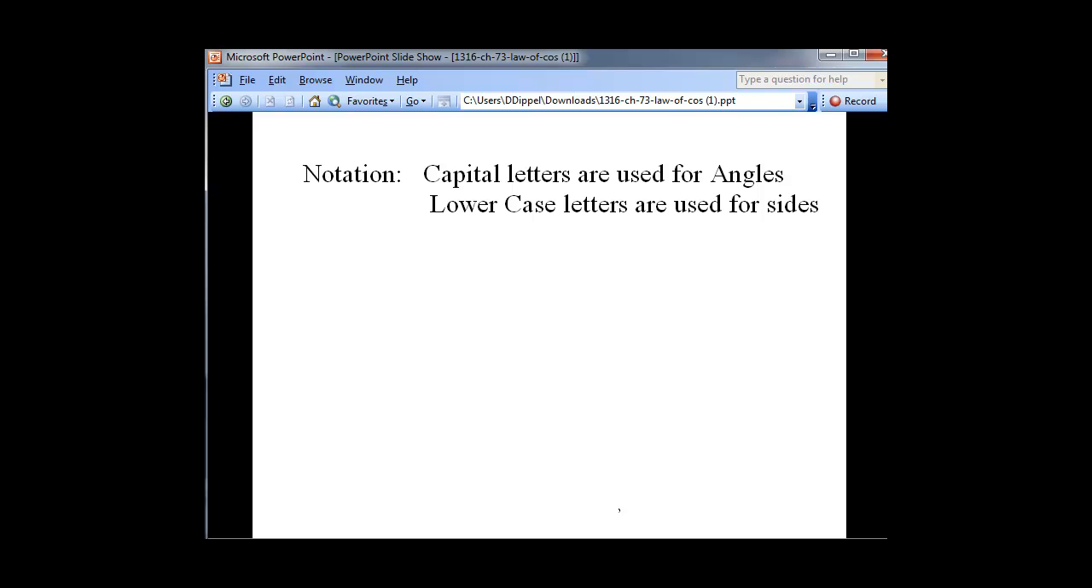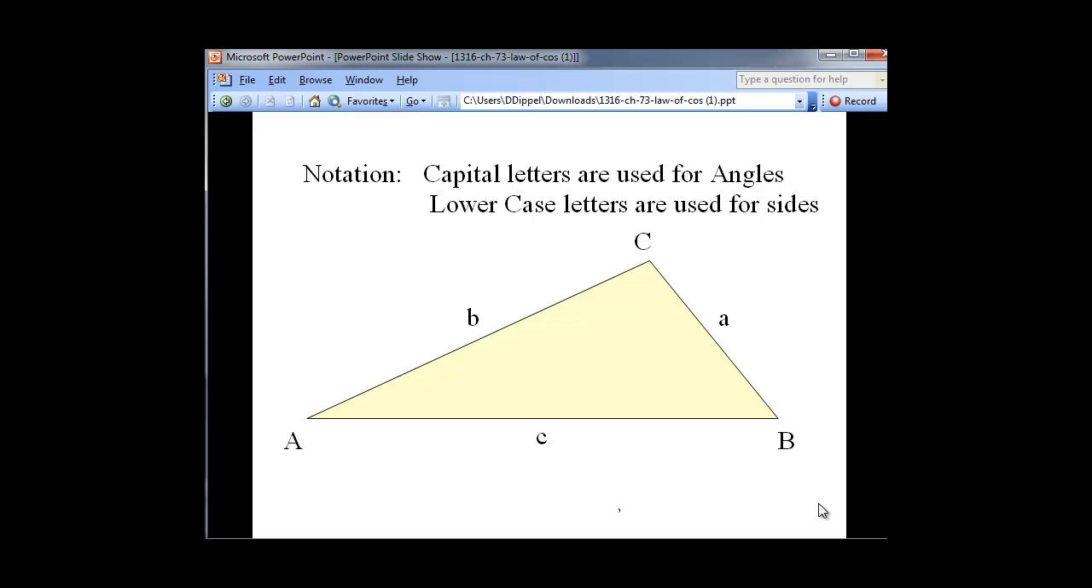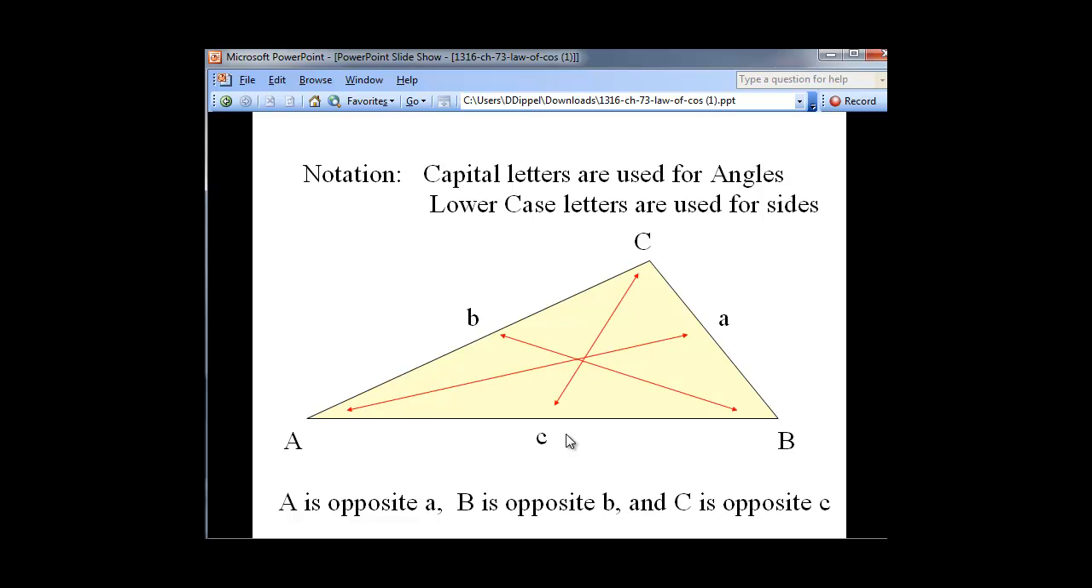With law of sines, we found that it could be used frequently to find the missing parts of non-right triangles. Another option is the law of cosines. Again, capital letters are used for angles, lowercase letters are used for sides, and the sides always correspond. A corresponds with little a, B with little b, C with little c. That's the same as it was in law of sines.